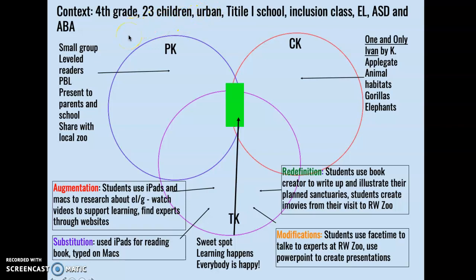And we had done a lot of work with technology over the year. And we read a book called The One and Only Ivan by Katherine Applegate. And we read it in ELA, but we had been studying animal habitats in our science units. And so we used that.